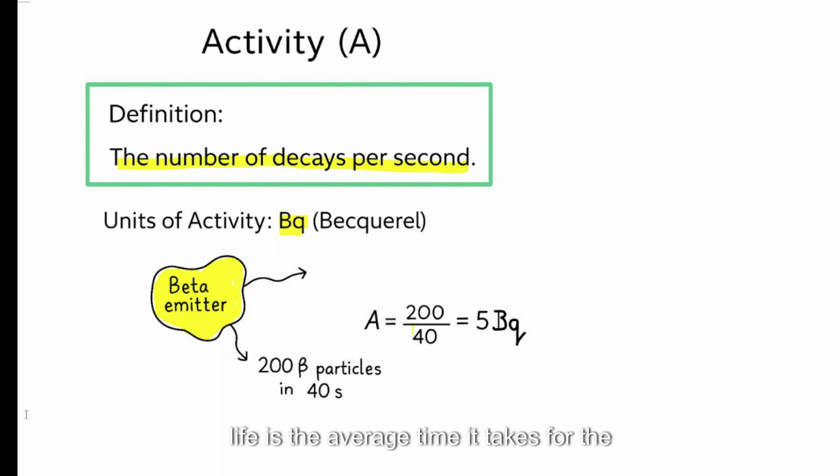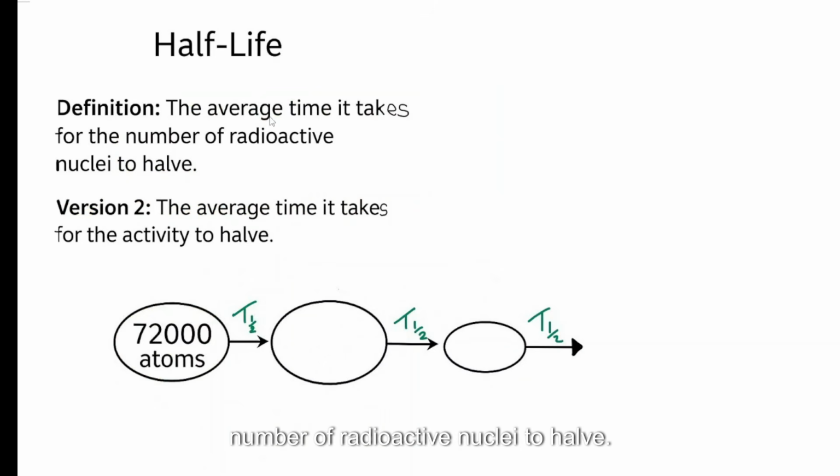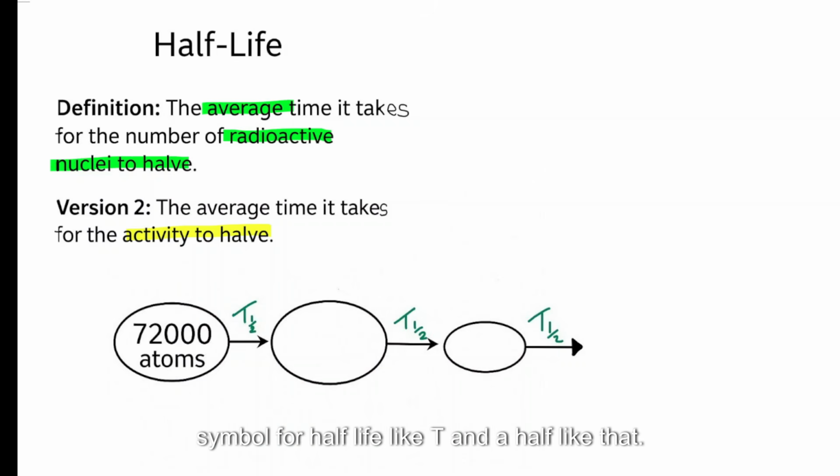Half-life is the average time it takes for the number of radioactive nuclei to halve. There is a second version which says it's the average time it takes for the activity to halve. Let's look at a simple example. Say you have a sample of radioactive material with 72,000 atoms to start with. Then after one half-life, this is the symbol for half-life, like T, and a half like that. You can just write the word half-life if you want, and that's okay.